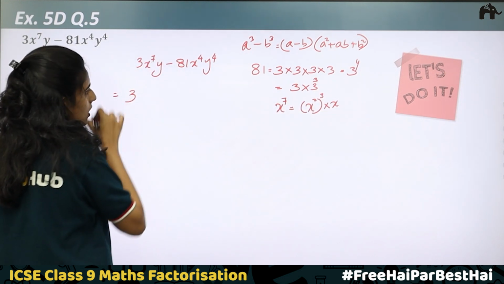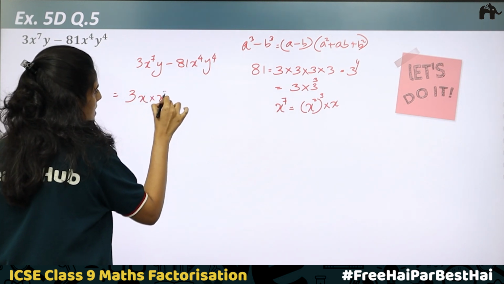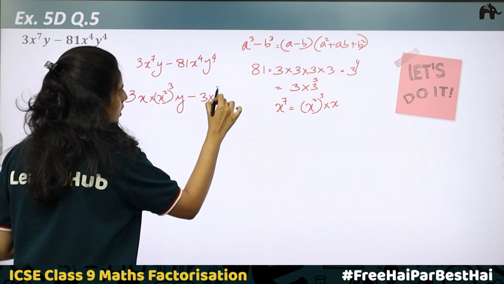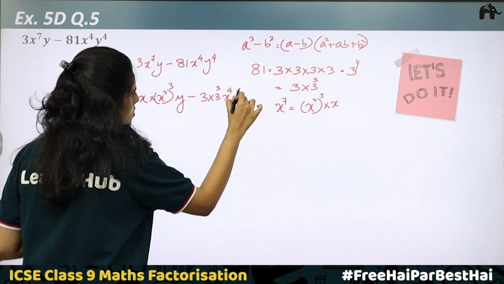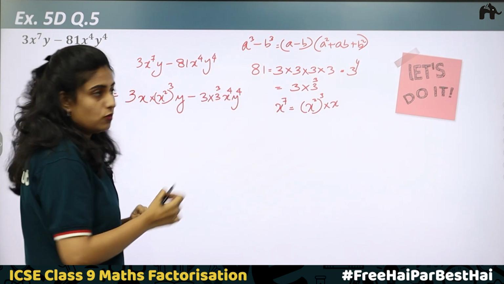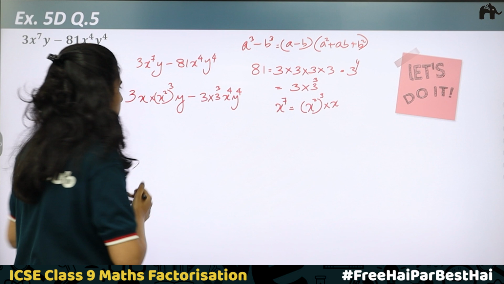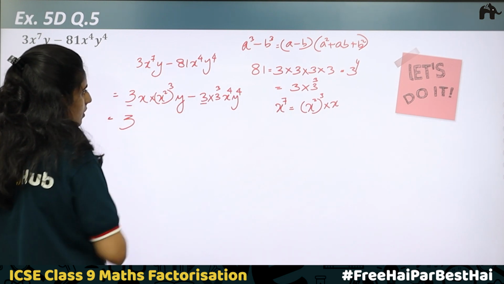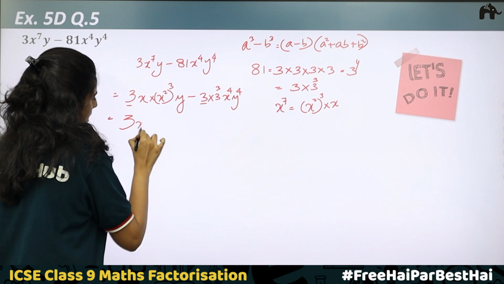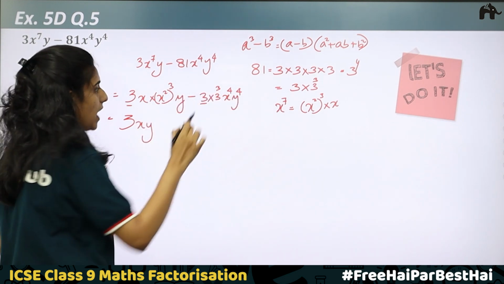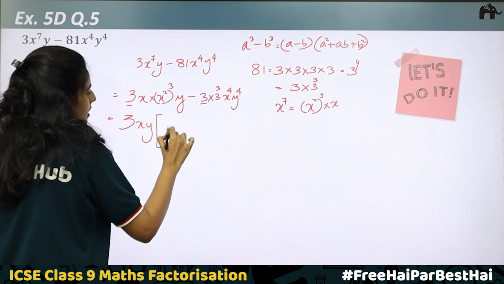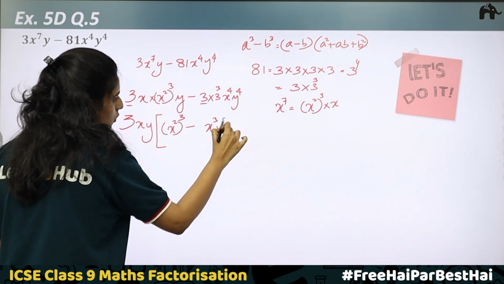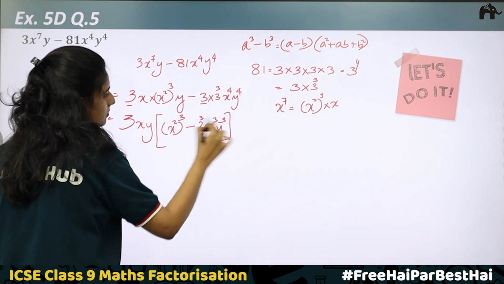This becomes 3 into x square whole cube into y minus 81 is 3 into 3 cube into x raised to 4 y raised to 4. So we don't need this x raised to 4 and y raised to 4. We need only x cube and y cube. Okay. So common things can be taken out. So here I can take out this 3. Okay. X and y can be taken out. From here, when x and y come out, you will be having x cube, y cube. Okay. Remaining, what do we have? We have x square whole cube minus x cube, y cube and 3 cube.